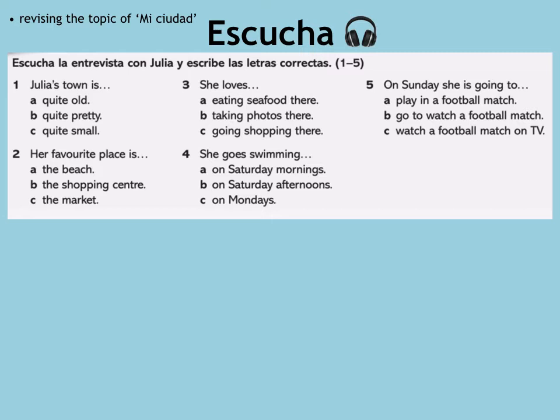3, ¿Por qué te gusta? Me gusta mucho comer gambas y calamares en el mercado.